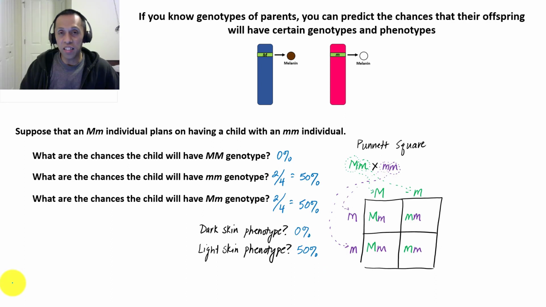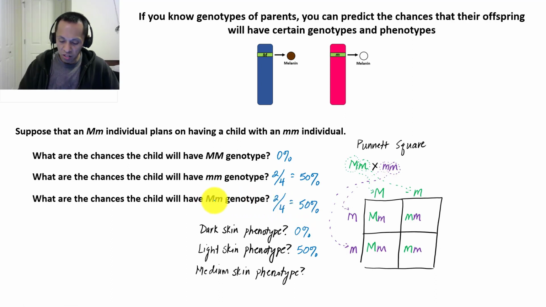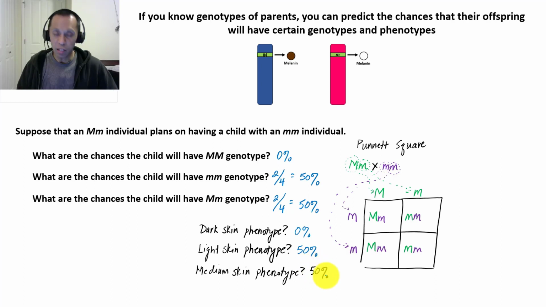Then we can ask, what are the chances that this couple will produce a child that has the medium skin tone phenotype? We know that the medium skin tone phenotype is produced by this genotype right here, the heterozygous one, big M small m. And because we figured out that there is a 50% chance that this couple will produce a big M small m genotype in their offspring, that tells us that there is a 50% chance that they will produce a child that has the medium skin phenotype. Right, so again, if you know the genotypes of the parents, you can use that information to predict the chances that their offspring will have certain genotypes and certain phenotypes, like we showed you here.